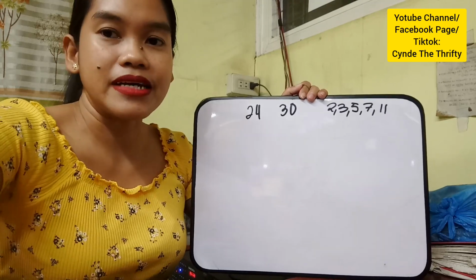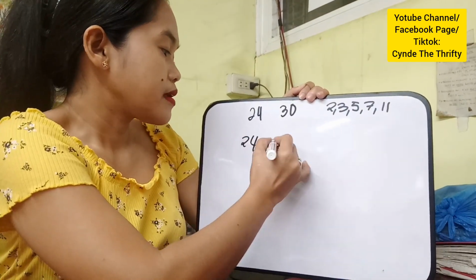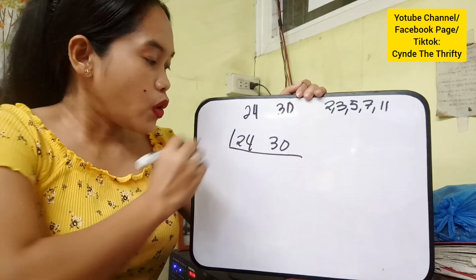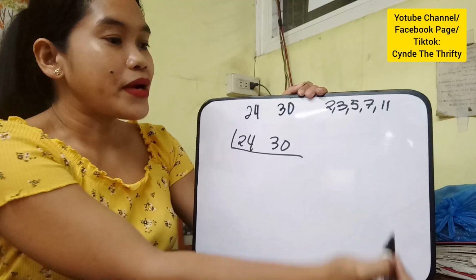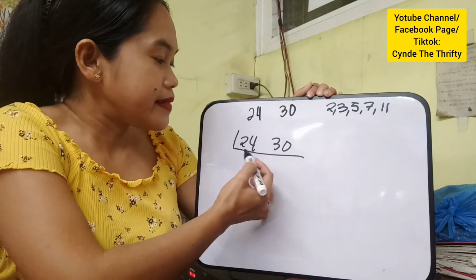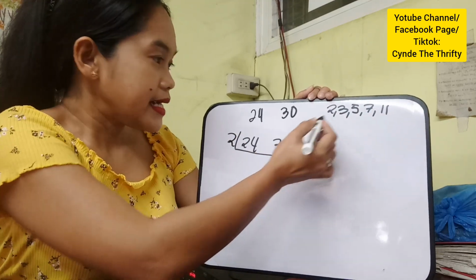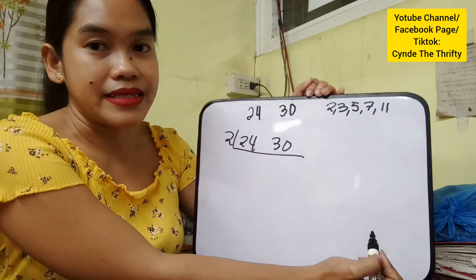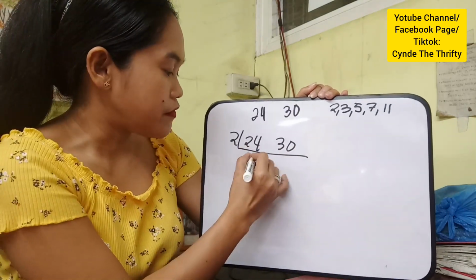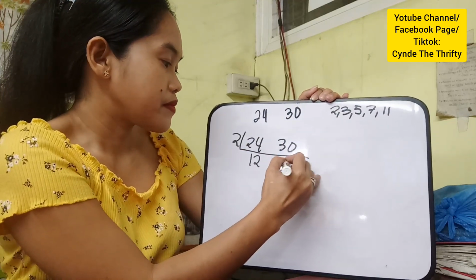So, ngayon, punta na tayo sa ating continuous division. So, 24 and 30. Lalagyan natin siya ng L. Ayan. Pagkatapos, dito sa ating prime number, magsisimula tayo dito sa pinakamaliit. I-divide natin siya sa ating dalawang number. So, 2, kasi ito yung pinakamaliit natin, so uunahin natin si 2. So, 24 divided by 2 is equal to 12, and 30 divided by 2 is equal to 15.